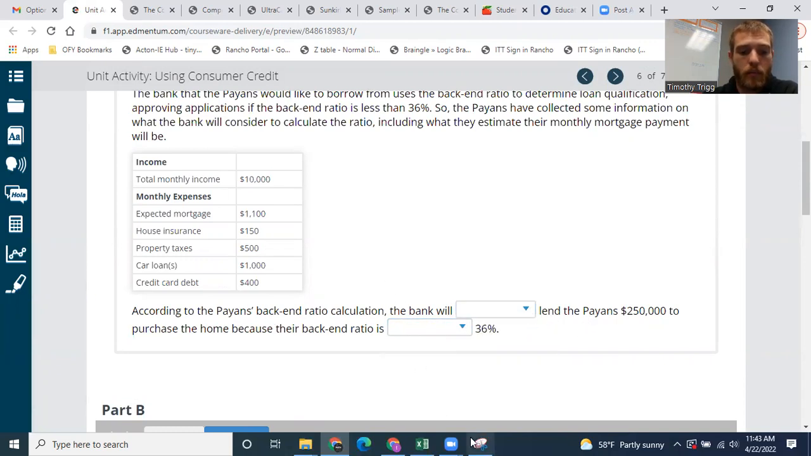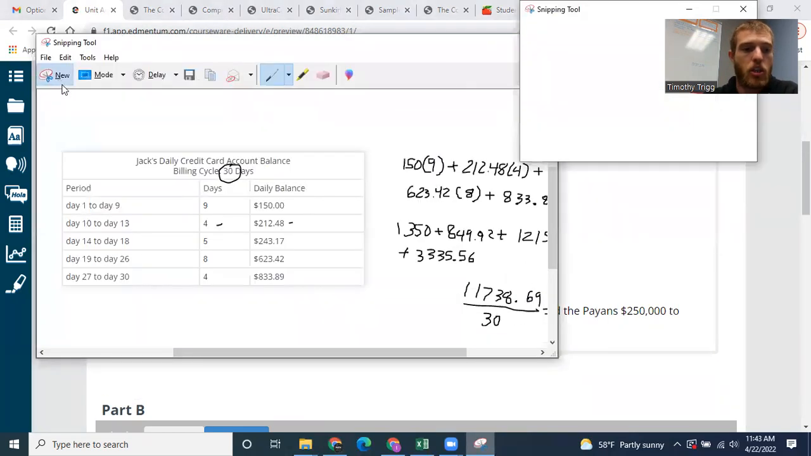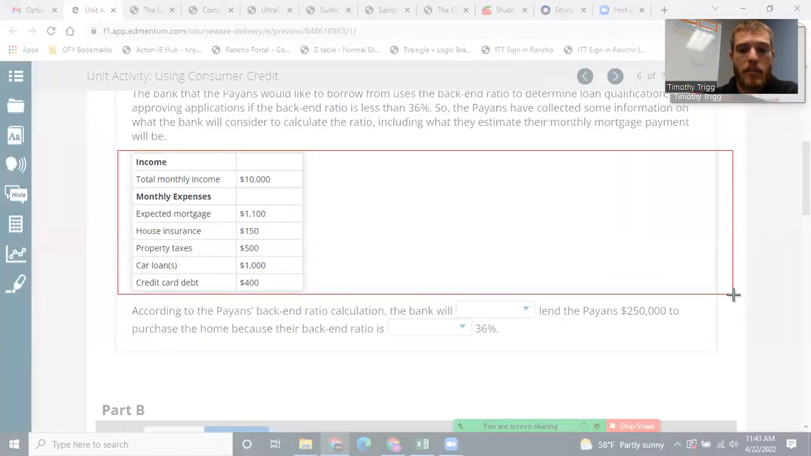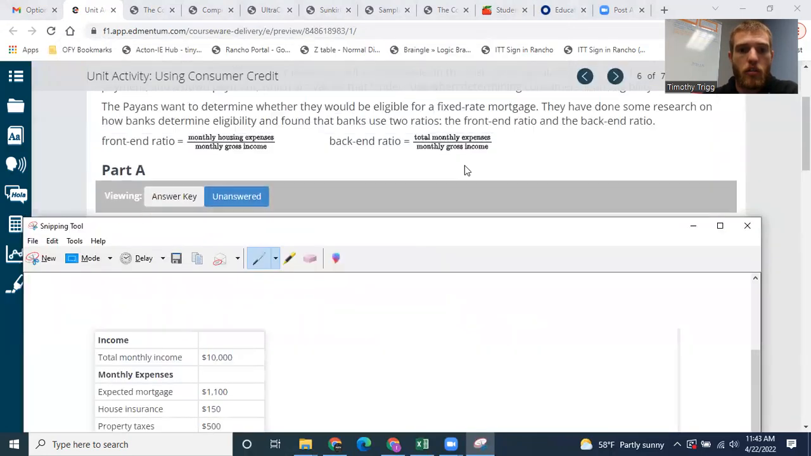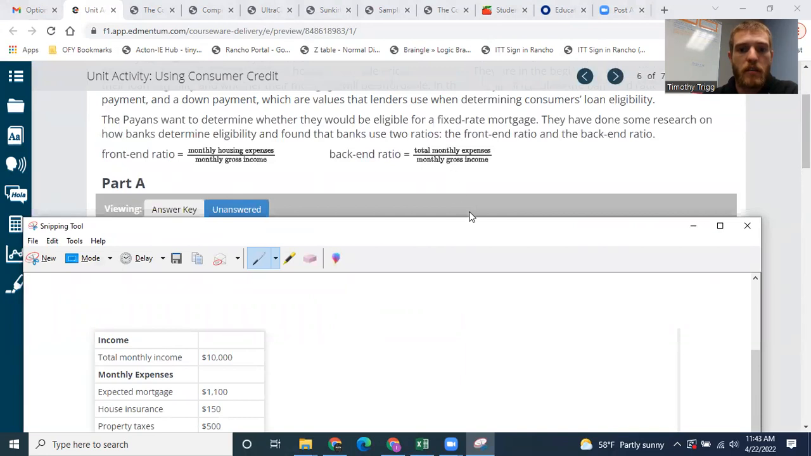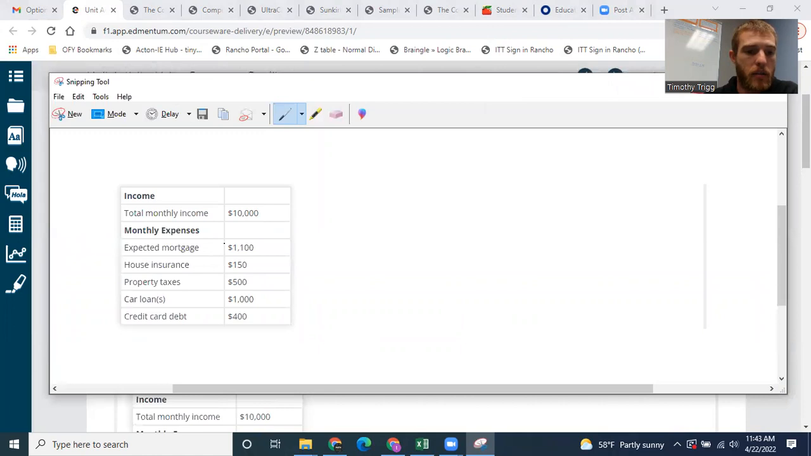All right, so how do we do that? Well, the back-end ratio basically takes their total monthly expenses divided by gross income. Total monthly expenses, you want to add up all these here. So add these up, that'll be your total monthly expenses, and that'll go in the numerator.